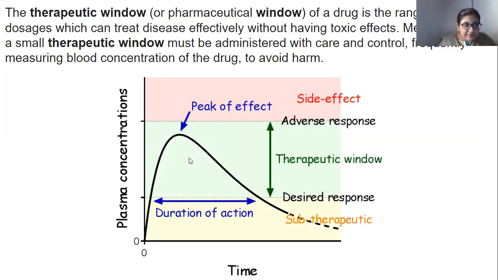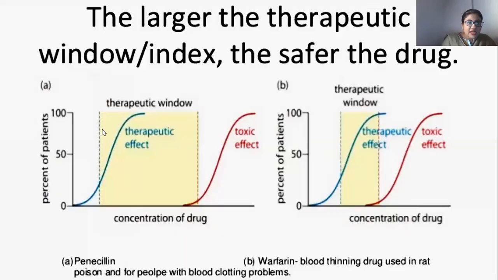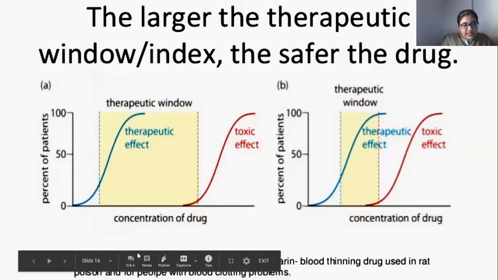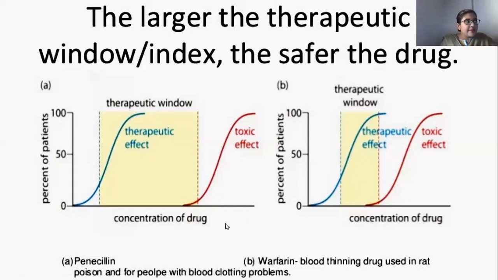Now, let's compare therapeutic window and therapeutic index together. You see, the larger the therapeutic window, the safer the drug is. It means that it gives us a huge amount of period. When we are talking about the therapeutic window, you see there are two medicines, medicine A and medicine B. Of medicine A, the therapeutic window is huge. However, of medicine B, the therapeutic window is small.